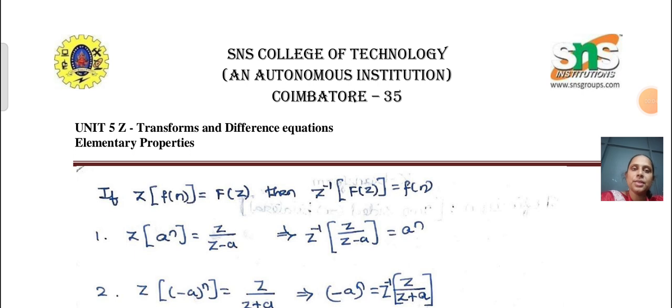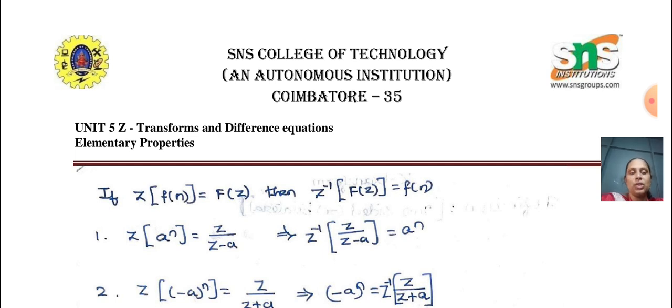Today we are going to discuss the Z transform and differential equations: elementary properties. If Z of f of n equals capital F of z, then Z inverse of capital F of z equals small f of n. Here, Z transform of f of n equals capital F of z, and we are taking the inverse. So Z inverse of F of z gives f of n.